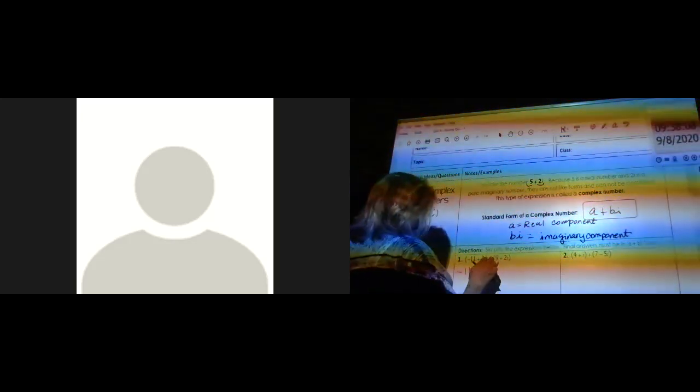Now let's look at our imaginary component. We have plus 3i plus 2i. What is 3i plus 2i? We're adding, so this will be plus 5i. Is it in standard form? Yeah, it's in standard form, so here we go. That's our solution, or our simplified term, because they're not asking us to solve, they're asking us to simplify.